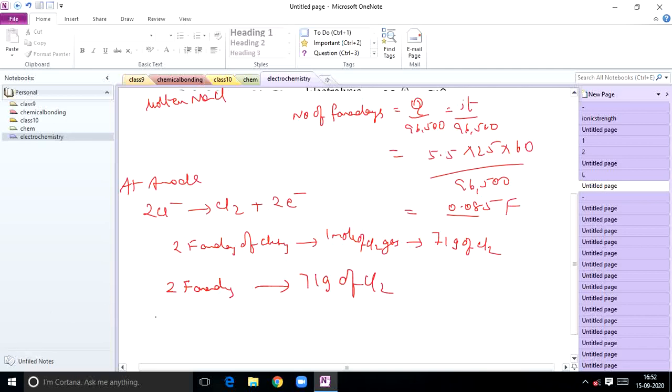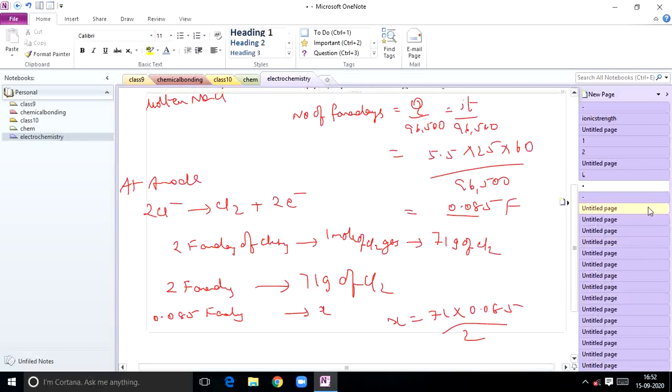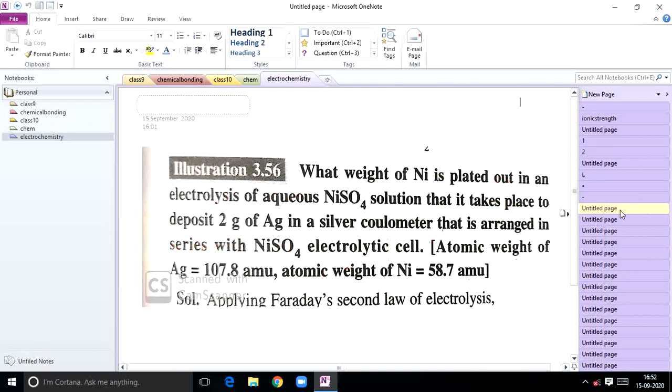Now previously we calculated 0.085 Faraday. That equals how many grams of chlorine? X. So X is equal to 71 into 0.085 by 2. Like that you have to do. Next, 3.56.